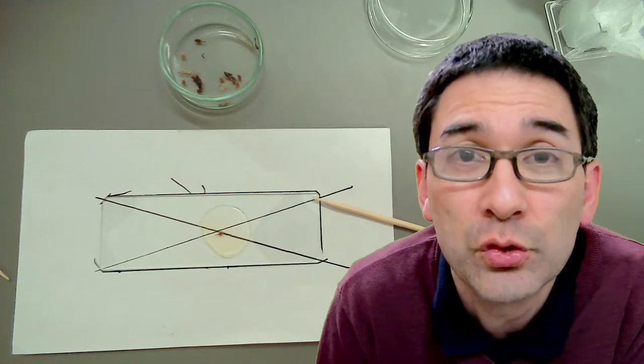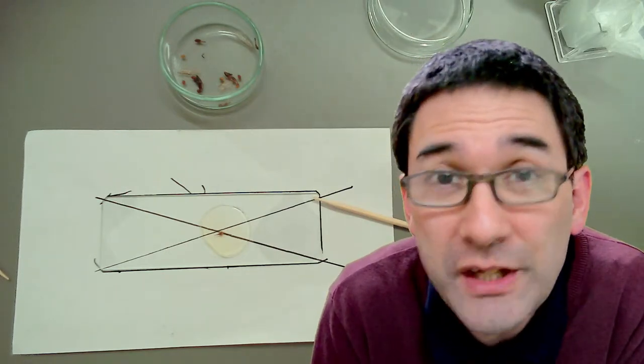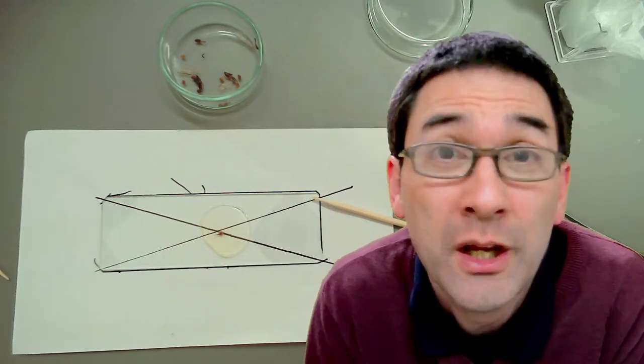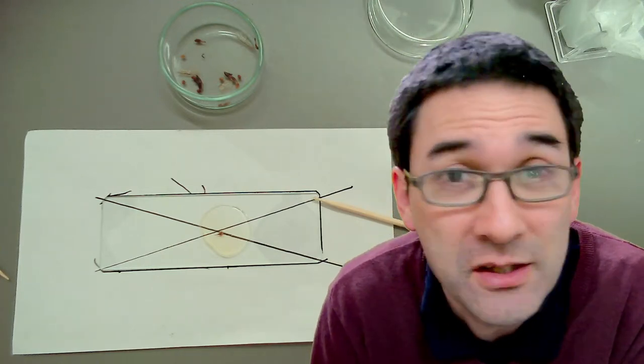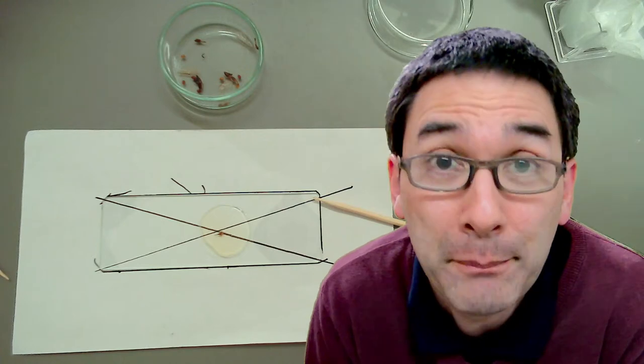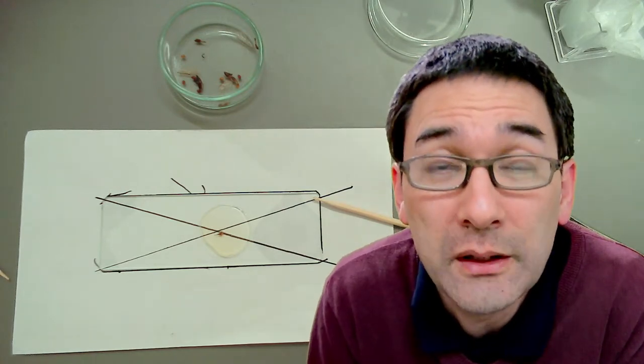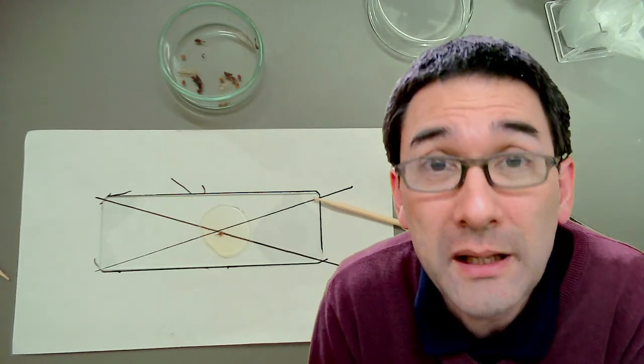If the objective is really damaged, for whatever reason, it could happen that you crash the objective into the slide, it breaks, and you've got glass pieces all over the place. It can happen. Then you do the following: you buy yourself a replacement objective.